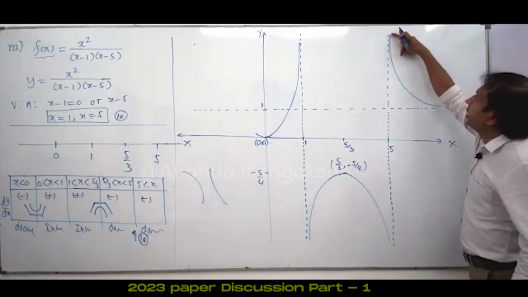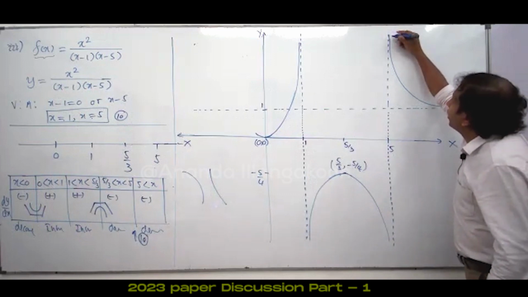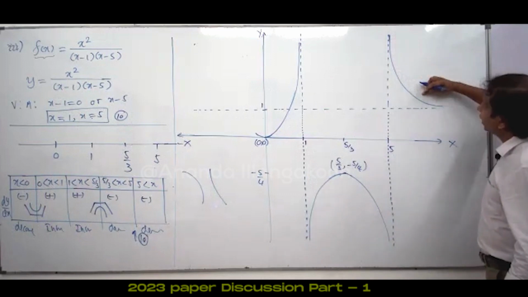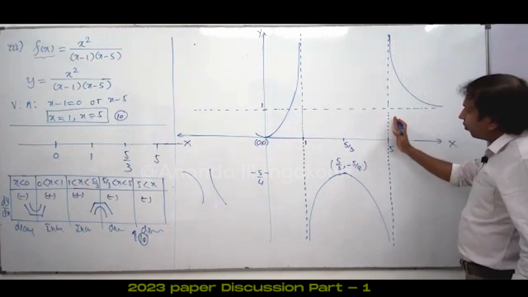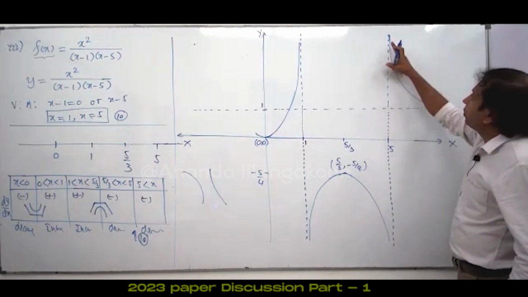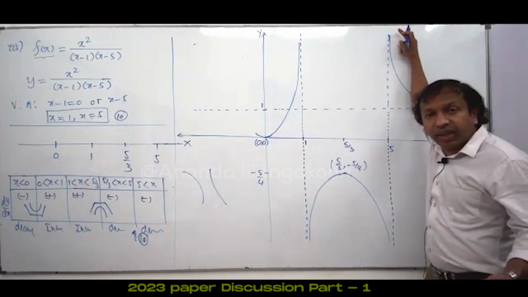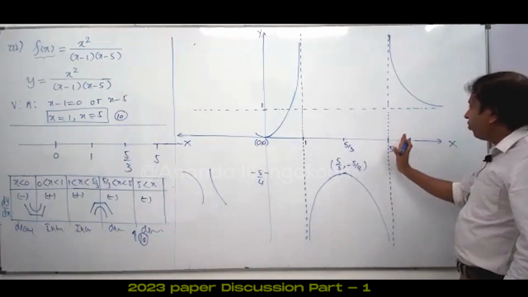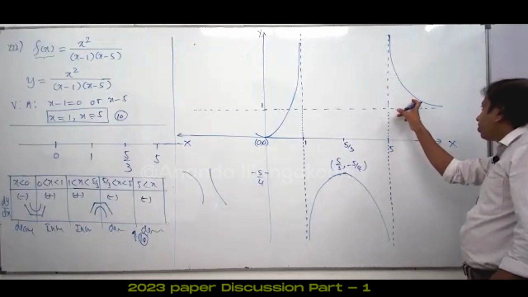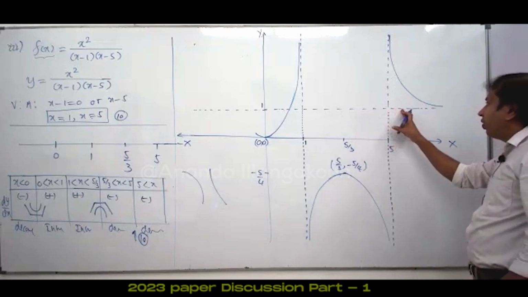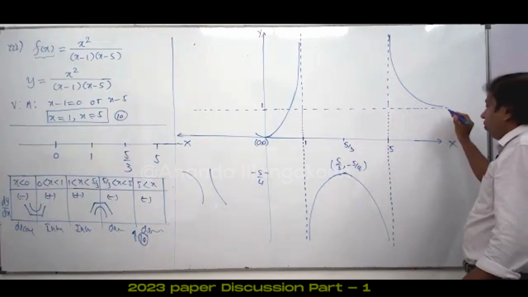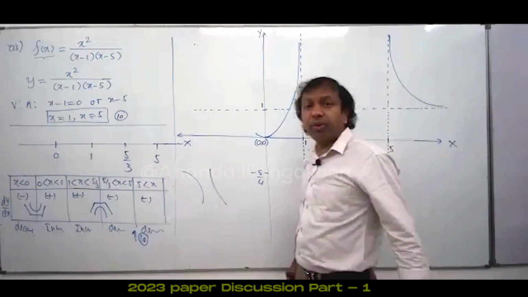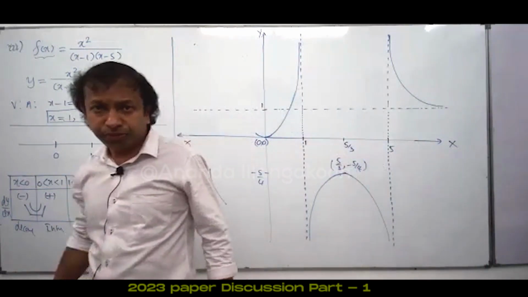See here, the gradient is negative. When we go closer to this 5, the height goes to infinity, because at x equals 5 there's a vertical asymptote. Now, when we move this direction, you can see this graph is coming closer to this value y equals 1. That is because the graph has a horizontal asymptote.